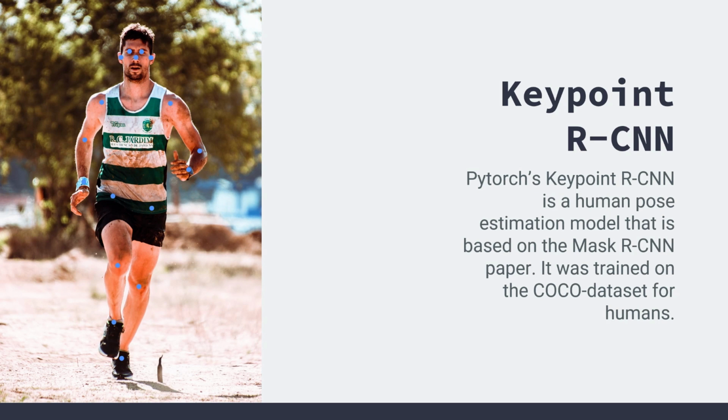Now that we know what constitutes good running form, I'll give a brief introduction to Keypoint RCNN. PyTorch's Keypoint RCNN is a human pose estimation model that is based on the Mask RCNN paper. It was trained on the COCO dataset for humans. It is able to detect 17 key points in the human body, as shown in the image on the left.